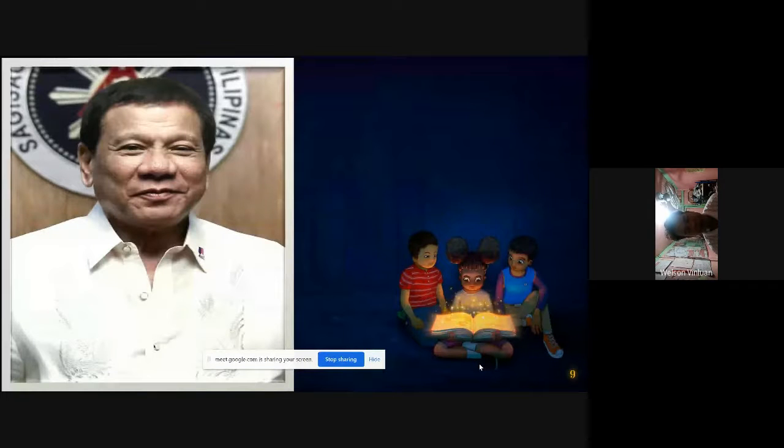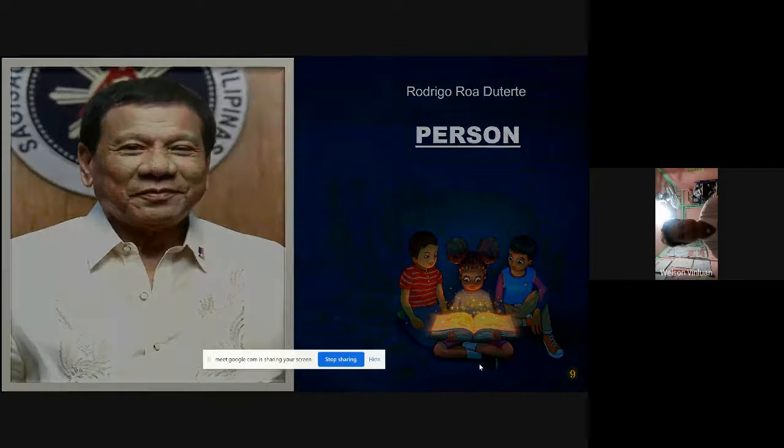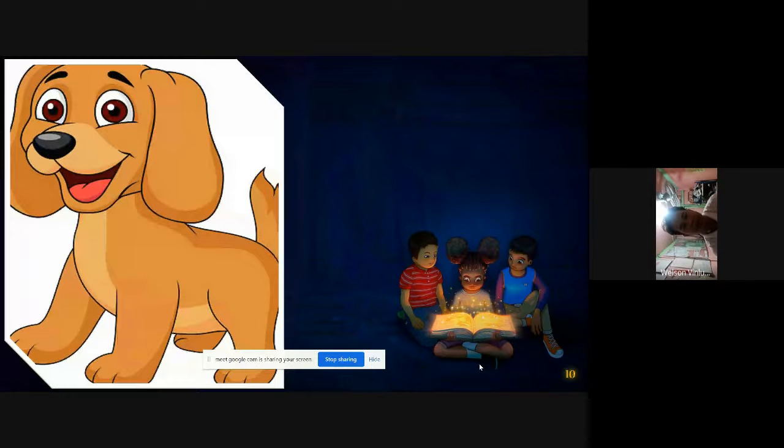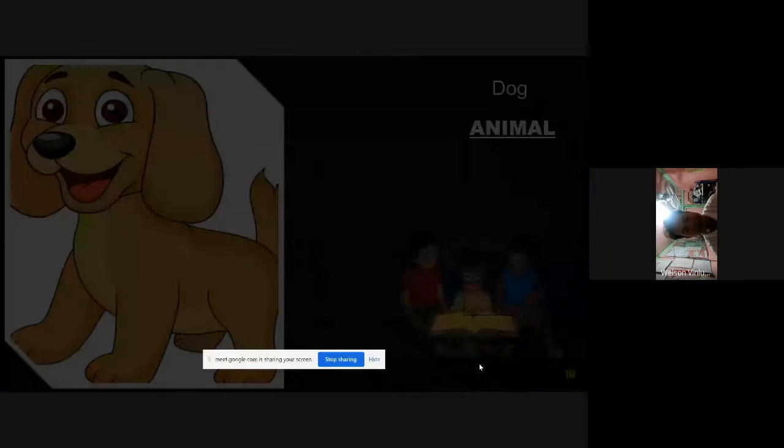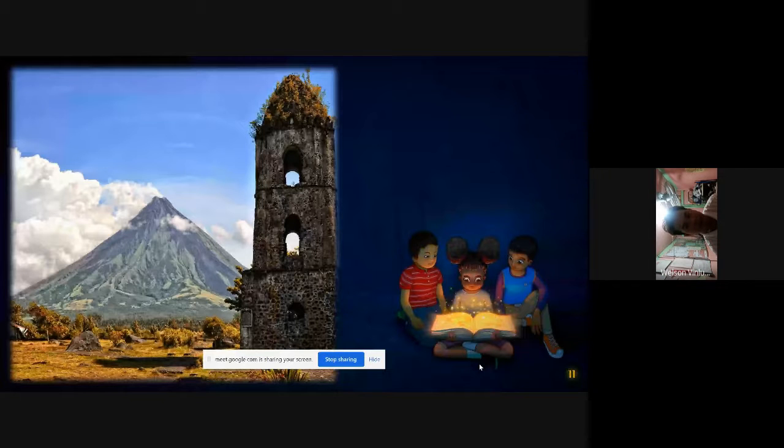Let us start with picture number one. Who is in the picture? Okay, the picture is our current president, Mr. Rodrigo Roa Duterte. Mr. Rodrigo Roa Duterte is a person. Very good. Next, what is in the picture? Okay, very good. The picture is a dog. So dog is a kind of animal. Okay. Next is, what is in the picture? Picture is Mount Mayon Volcano. Mount Mayon Volcano is a kind of place. Very good. Another, what is in the picture?